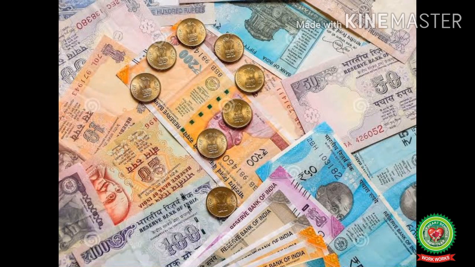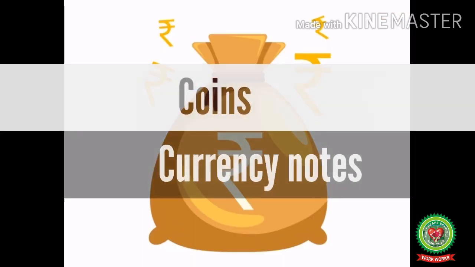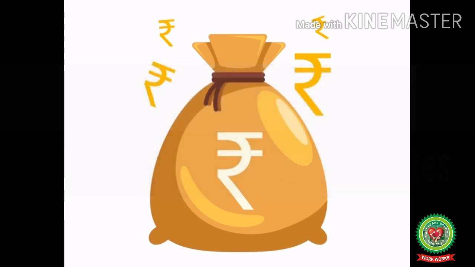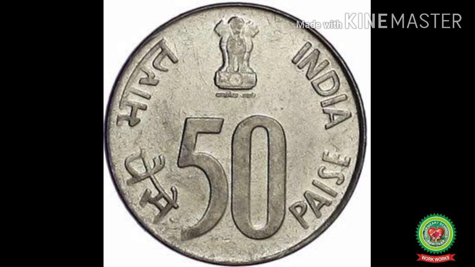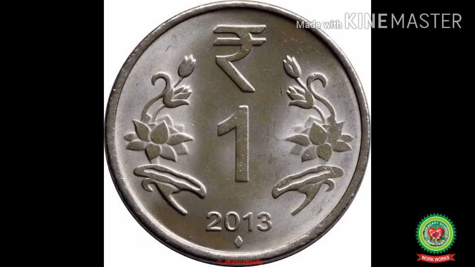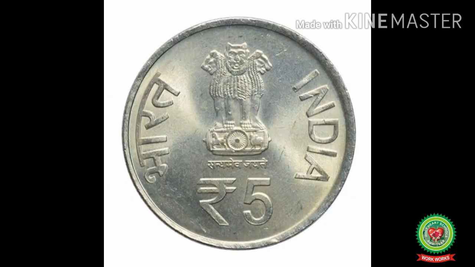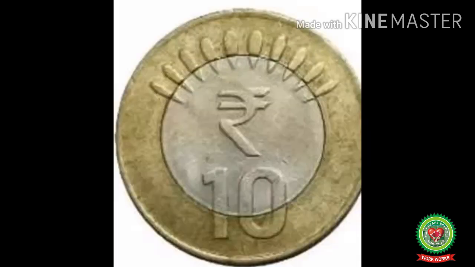Now, if we talk about India, in India, Indian rupee is used. That is, Indian rupee is the form of money that is used to buy or sell anything. Let us now see the coins and currency notes of different values. This is a coin of 50 paise. This is a 1 rupee coin. This is a coin of 2 rupees. This is a coin of 5 rupees. And this is a coin of 10 rupees.